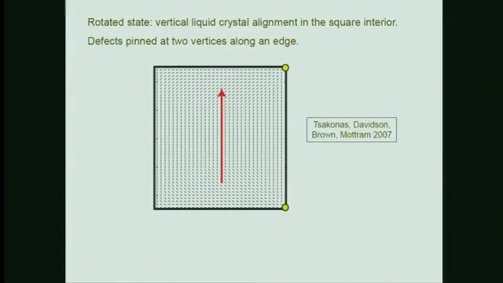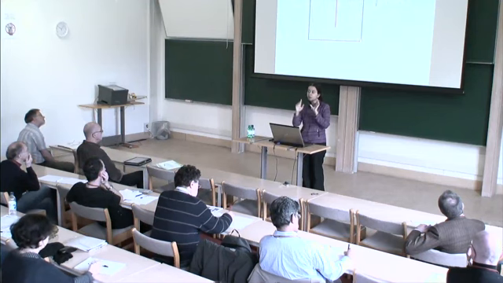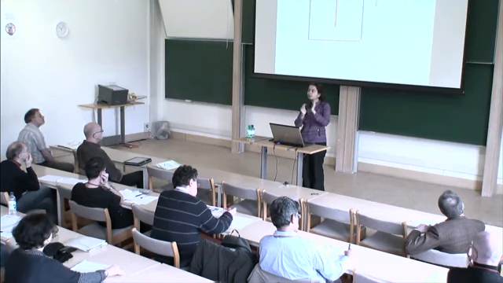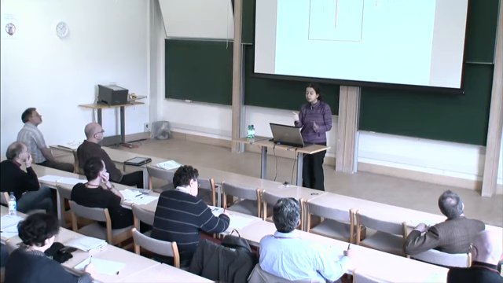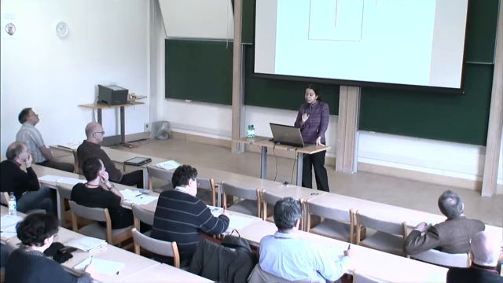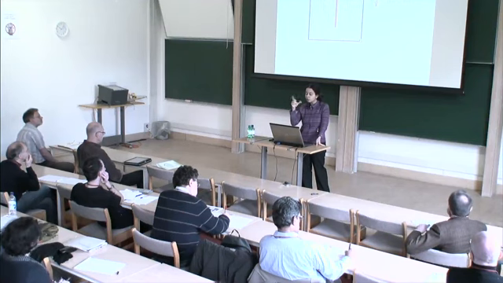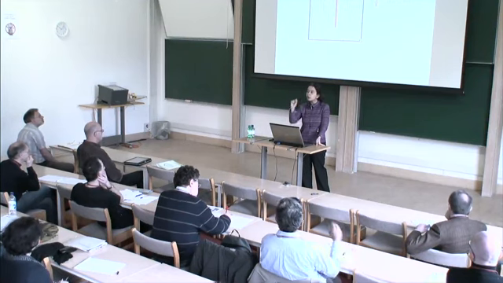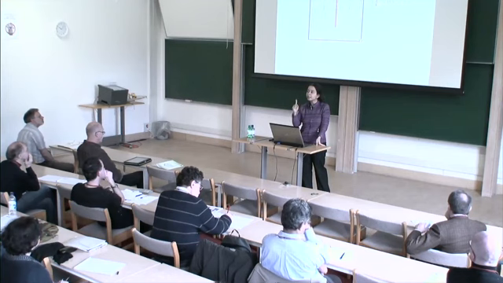Now the second state that was reported is what they call the rotated state, and here the alignment flips by pi, or it rotates, it does a half turn as you move between a pair of opposite edges. And there are clearly four equivalent rotated states, which are related by a rotation of 90 degrees. So you would have two states which are more horizontal in the interior and two which are more vertical in the interior. But the main distinction here is that the two real defects are now at two vertices which are connected by an edge.